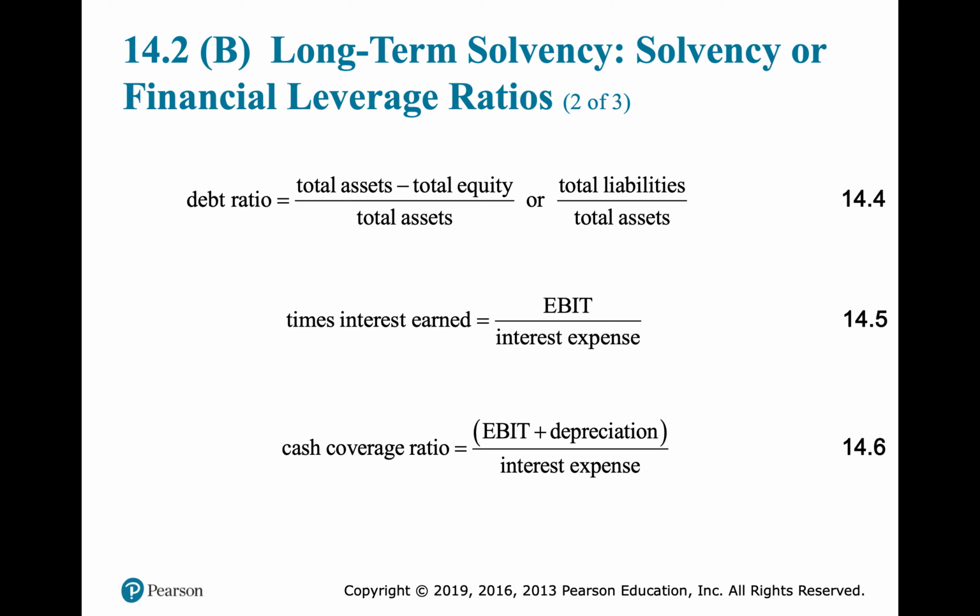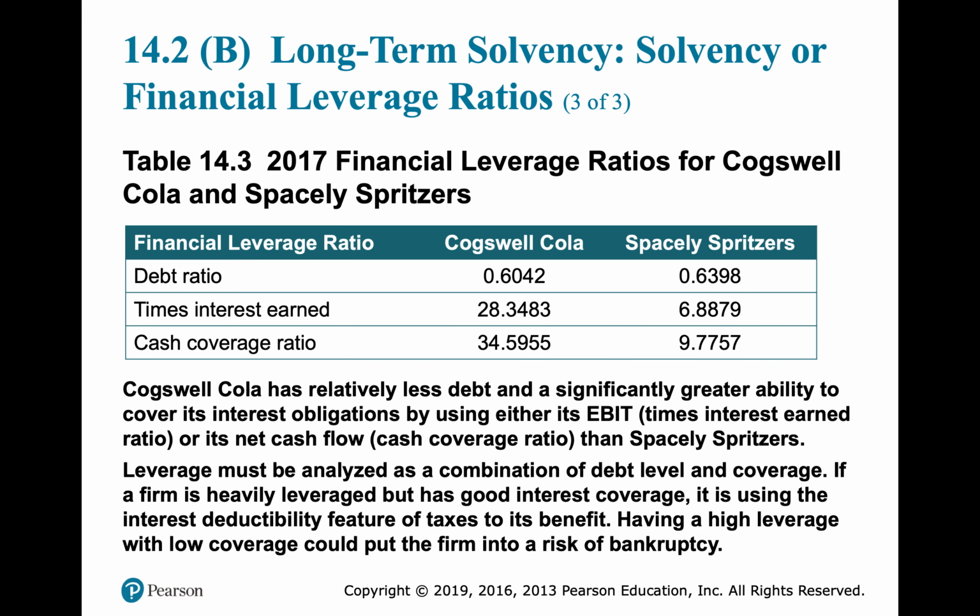Okay, and the cash coverage ratio is essentially the same thing, but not writing off depreciation, so it includes that depreciation expense. So the only difference between the times interest earned and the cash coverage ratio is that times interest earned removes depreciation while the other one includes it. And again, these are just different ways to look at the same information to see how well a company is performing.